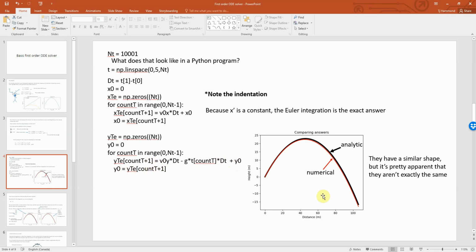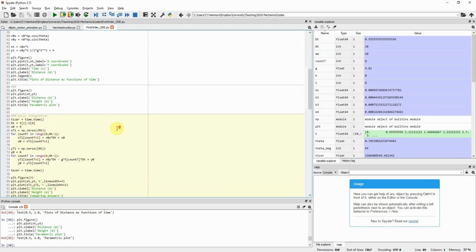So this is an example. I don't know exactly how many steps there are, maybe 100 steps or something like that. And the analytic solution is, of course, the exact solution because we can solve that exactly since it's quite simple. But if we put in Euler integration, we can see that there's a little bit of a difference between the two. So let's look at this code.